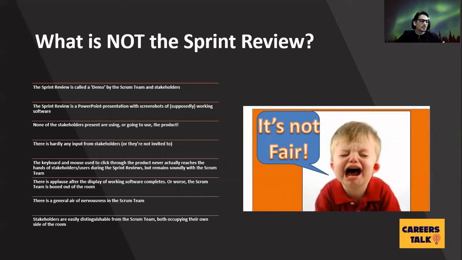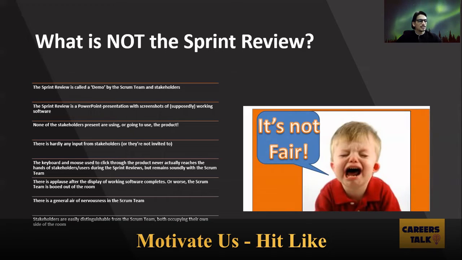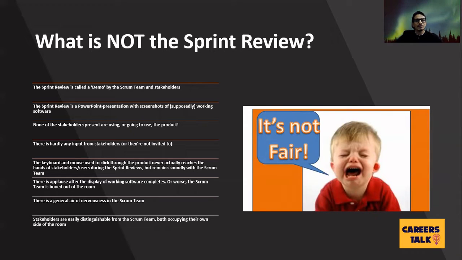And usually the keyboard and mouse used to click through the product never actually reach the hands of stakeholders and users during the sprint review, but remain solely with the Scrum team. The product or the MVP, or any demo or software that we are displaying during the sprint review, should always be handy to the stakeholders or the end users so that they can actually use it on their machines. They can look for any feedback, fallbacks, issues or bugs that they can identify, without which we cannot get a feel for how it is to use that particular product, right? So we need to ensure that we are giving working software to the stakeholders and the end users so they can use it and give us the proper feedback.